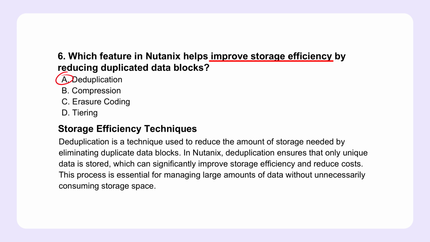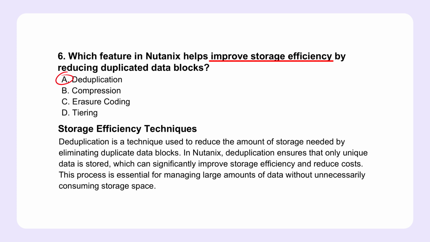Deduplication, we hear that term a lot. How does it work in Nutanix to save space? So basically, as data is written, Nutanix can look at the incoming blocks of data. If it sees a block that's identical to one it has already stored somewhere else, instead of writing that block again, it just creates a pointer, like a shortcut, to the existing identical block. It says, hey, the data for this location is actually over there. So it avoids storing the same thing multiple times.